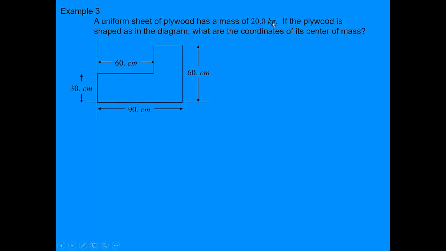It has an overall mass of 20 kilograms, and it's shaped like an L, where this side is 90 centimeters, this side is 60, this side is 30, which means this side is 30, right? This is 60 right here. So we actually have a 30 there, a 30 there, a 30 there, a 60 here, a 90 there, okay? And I want to know where's its center of mass.